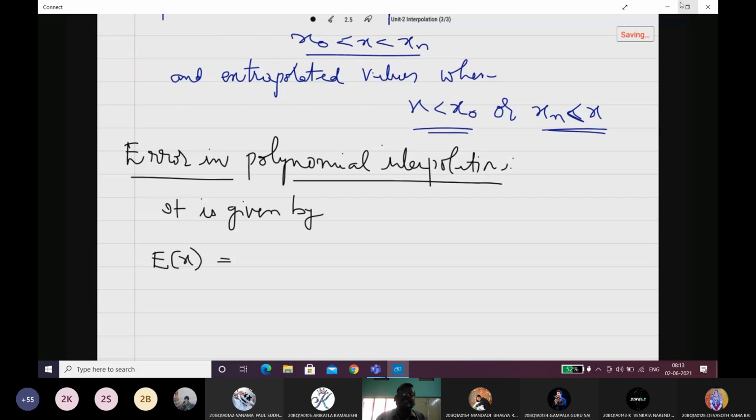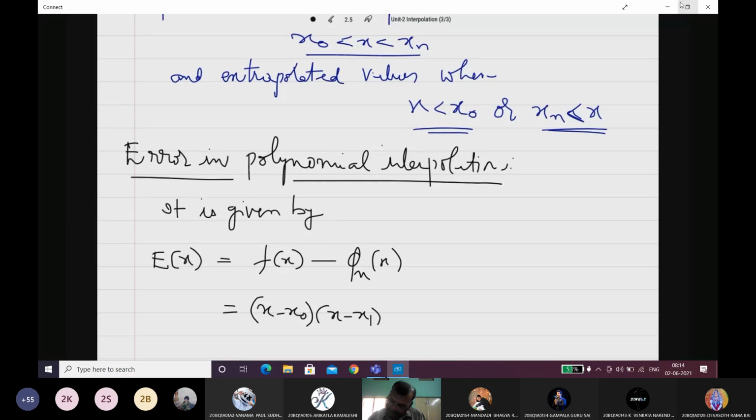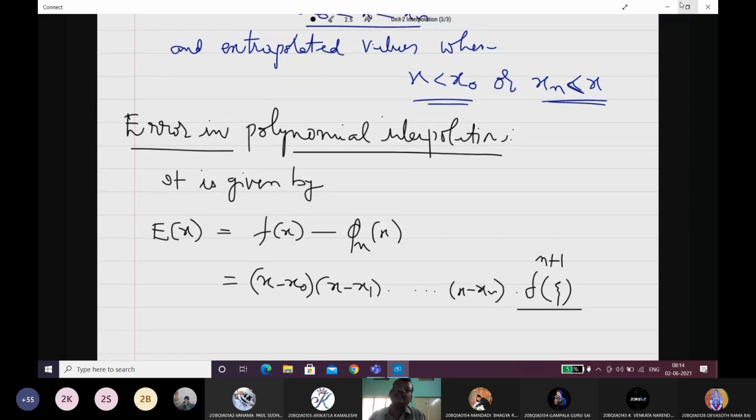In the same way, when you need to find the error in the polynomial interpolation, it is given by f of x, that is the given function, and the interpolate function pi n of x, the difference between the exact function and the interpolate function. f of x is the exactly given function, and pi n of x is the interpolation function that we form. It is given by x minus x naught, x minus x1, and so on up to x minus xn, into f power n plus 1 of xi, where xi is any point between x0 and xn, divided by n plus 1 factorial.